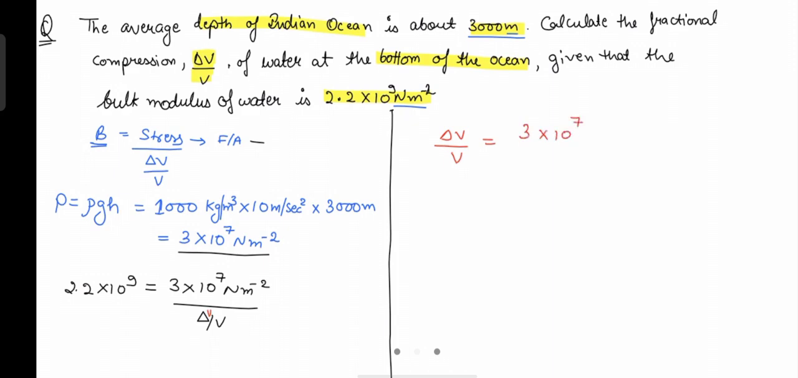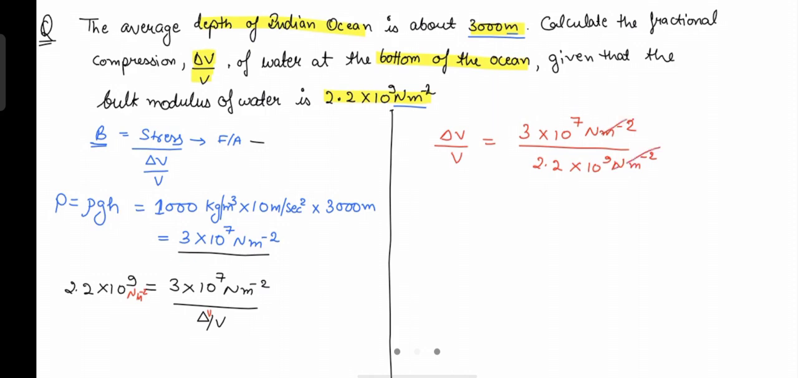What should be the unit of the bulk modulus? It will also be Newton per meter square, as given in the question as well. So it will be 3 multiplied by 10 power 7 Newton per meter square divided by 2.2 multiplied by 10 power 9 Newton per meter square. Why am I focusing on the unit? Because we know that del V upon V is a unitless quantity, and here the units in the numerator and denominator are the same, so they cancel out.